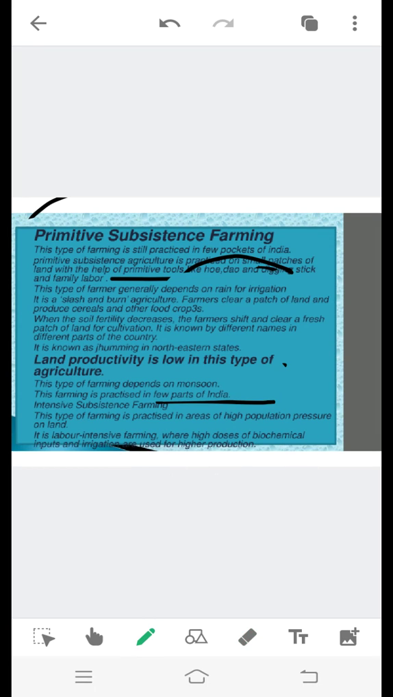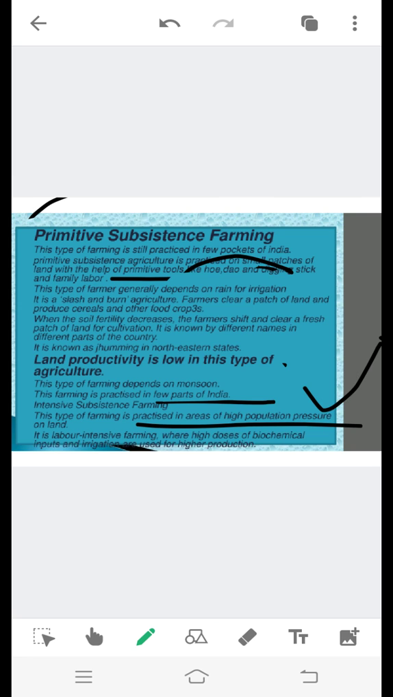Keep in mind, this type of farming is practiced in areas of high population pressure. That is, there is more pressure on the land. For example, nowadays population is increasing but land remains the same. So what happens? Five members in a family all inherit that land, and all being members of the same family, they all work on the same land.